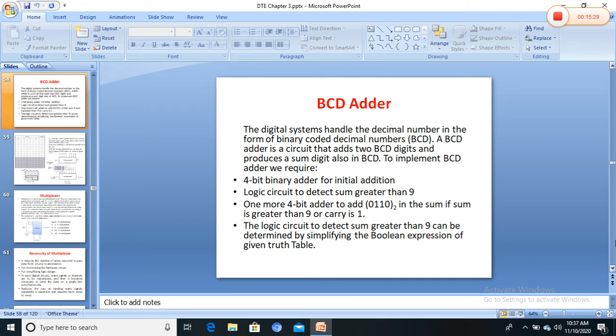If the sum is greater than 9, or carry is 1, then the correction is necessary. If the sum is less than or equal to 9 and there is no carry, then the sum obtained is correct in BCD true form. If the sum is invalid BCD or carry is 1, then the result is wrong and needs correction.